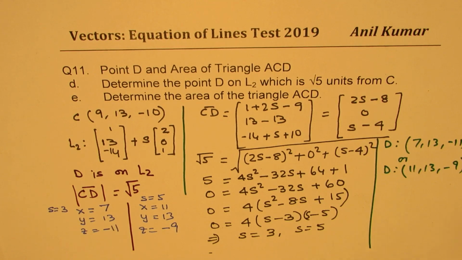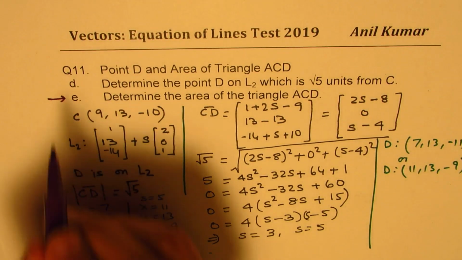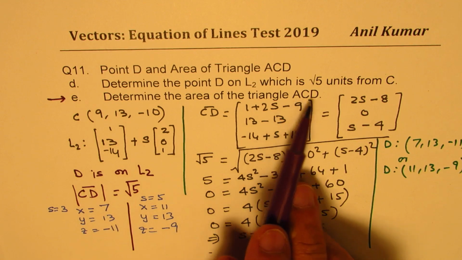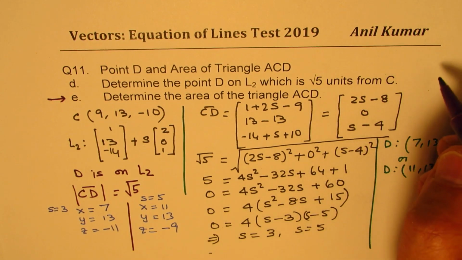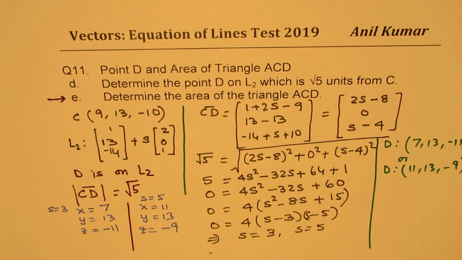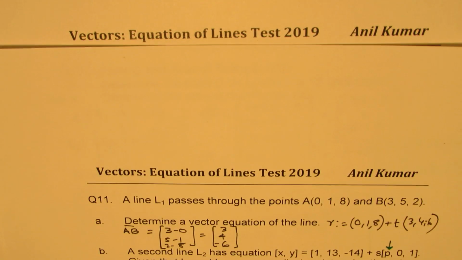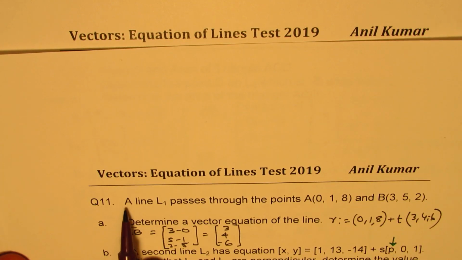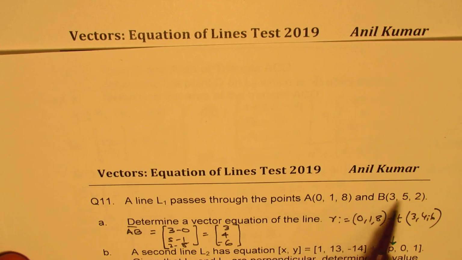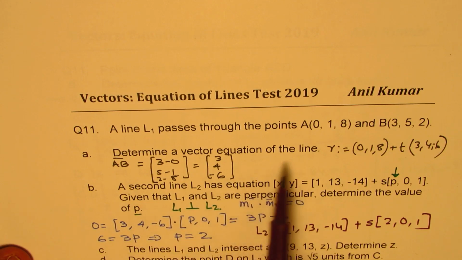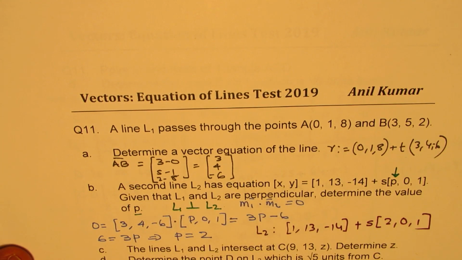Now let's do part E, which is determine area of ACD. Perfect. So the triangle ACD, where we are given the point A, okay, let's get back to our question. In part A, we are given point A, right? So here is the question. Now, a line L1 passes through point A and B, and then we know that L2 is perpendicular to L1, right?